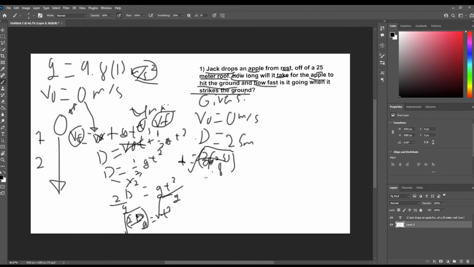So 2 times 25 would be 50 over 9.8. Remember, we leave this there. Also, it looks like a 3, so I'll just do that, just so you guys know. And then make sure to keep the square root, because that's what we're gonna need.